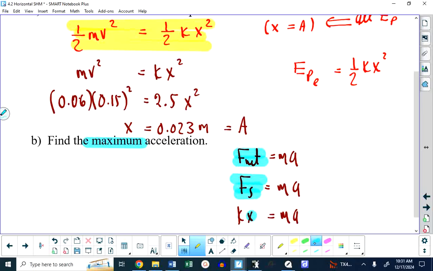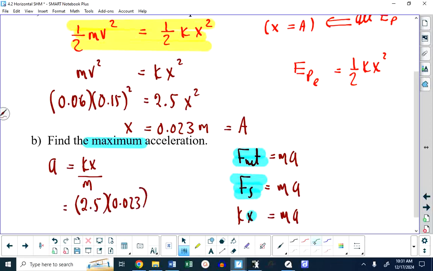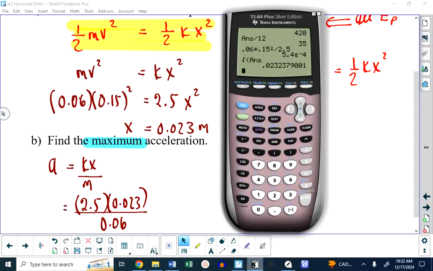So to find the maximum force, you use the maximum displacement, and we found that it's 0.023. So our acceleration will be kx over m. It's 2.5 for k? I don't know where I got 32 from. 2.5 for k times x, not x squared, divided by the mass. I'm going to carry all my decimals. So I need to take the spring constant times the displacement.